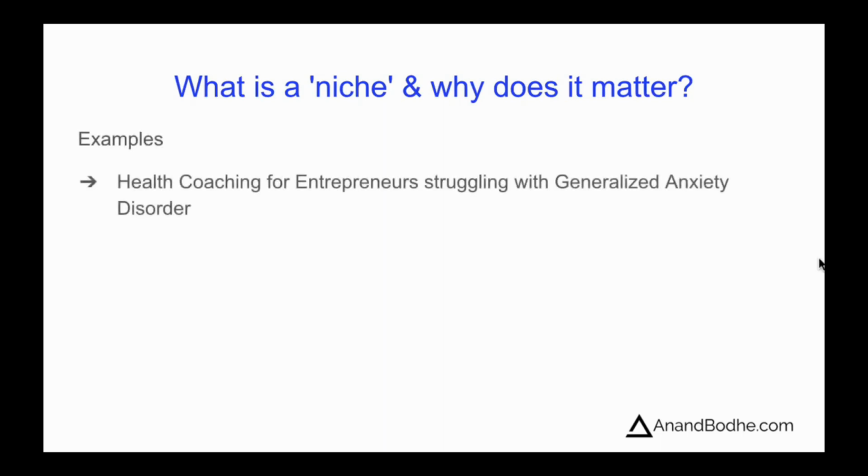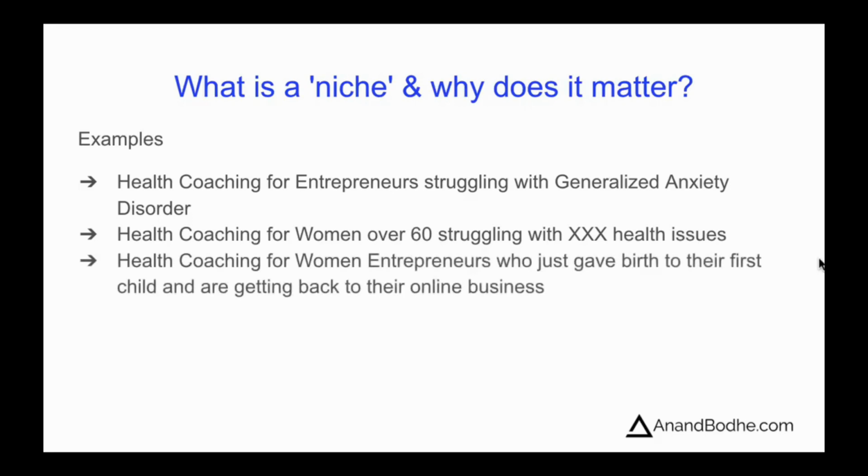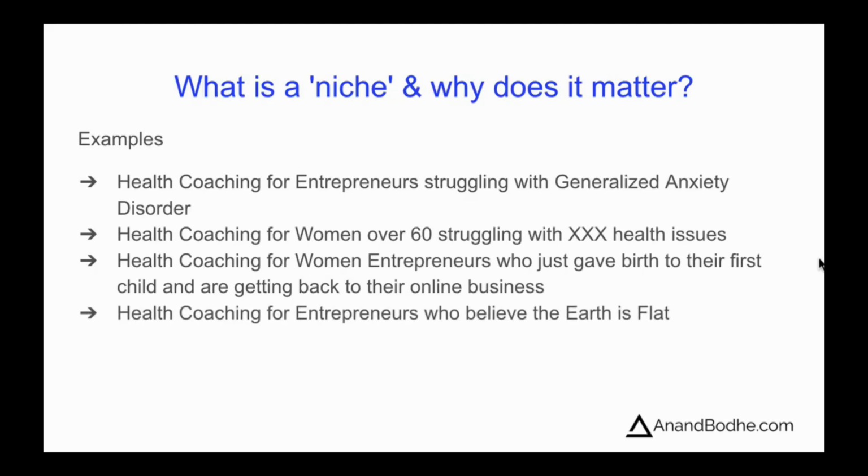So let's look at some examples, and this is something that just gives you more clarity on this topic. So you could be doing health coaching for entrepreneurs who are struggling with generalized anxiety disorder, or for women over 60 who are struggling with a particular health issue, or you could be only working with women entrepreneurs who gave birth to their first child and get back to their online business. So there's so much you can do. You could be health coaching for entrepreneurs who believe the earth is flat. So there's so much you can do when you really dive deep and use the framework that I just discussed in the previous slide. You can really hone in on a niche and really narrow down your offer.